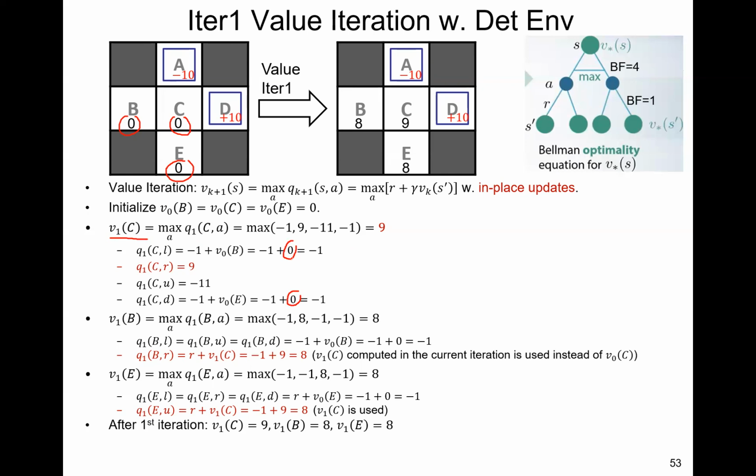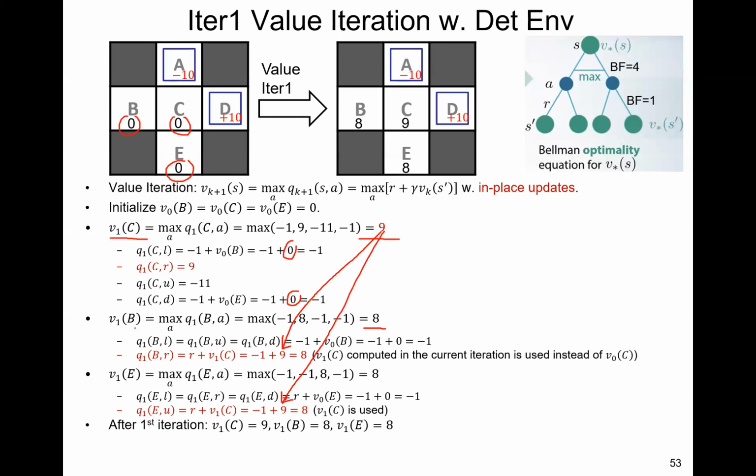So starting from all zeros, V1C goes to 9, V1B goes to 8. Notice that you do in-place updates. So you use the current iteration's new value of V1C in the iteration for V1B. So this is a computational optimization. You don't have to do it. In-place updates are nice if you have a good choice of the update sequence.